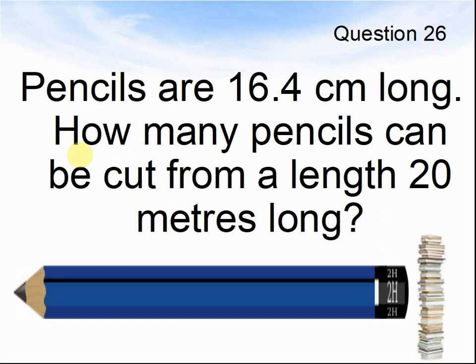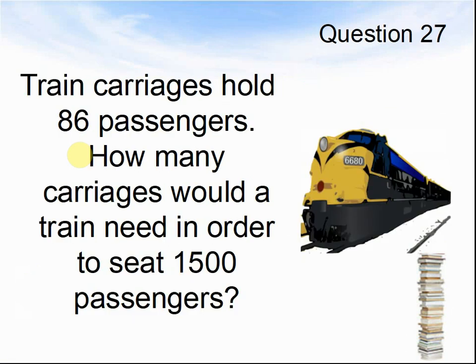Here comes question 27. Train carriages hold 86 passengers. How many carriages would a train need in order to seat 1,500 passengers? Pause the video until you are ready for question 28.